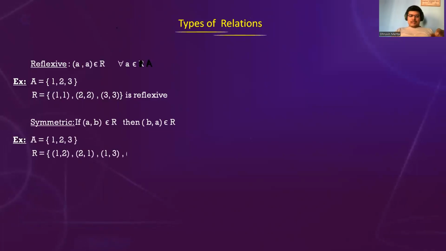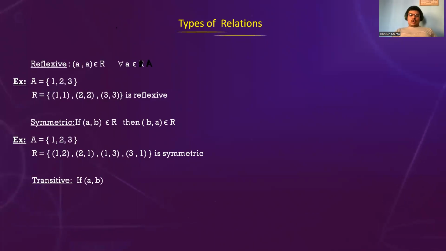For example, if we have 1 2, then 2 1 should be there. If we have 1 3, then 3 1 should be there. So this is symmetric. And transitive. So if A comma B belongs to R, this is actually a basic property of mathematics which you already know.